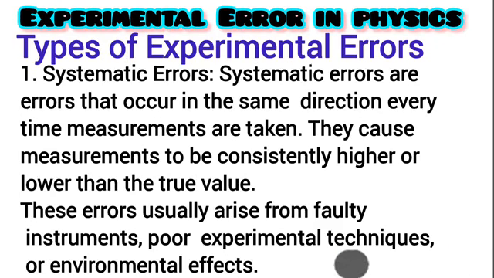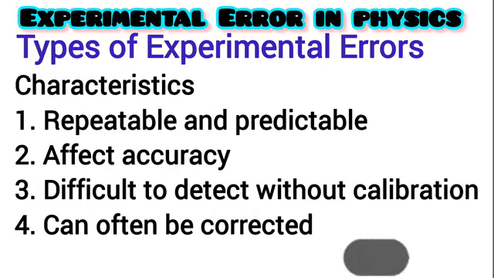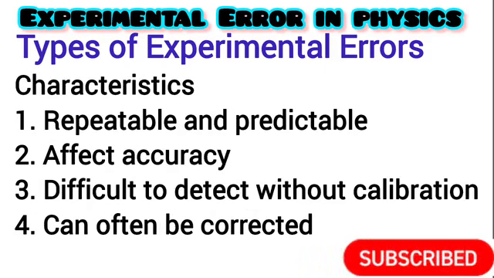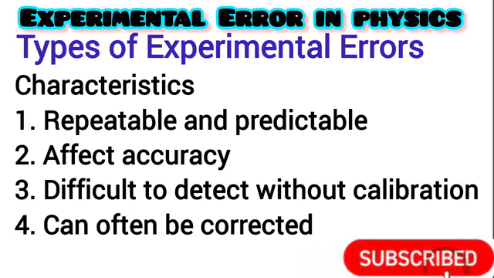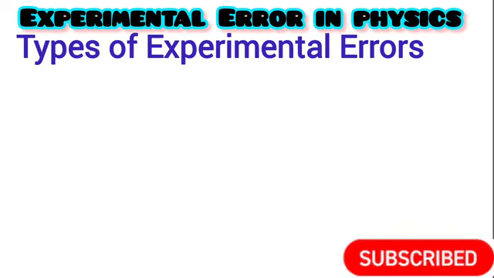They can cause measurements to be consistently higher or consistently lower than the true value. This error may be caused by poor experimental techniques, faulty instruments, or even environmental effects or factors. What are the characteristics of systematic error? They are repeatable and predictable. They affect accuracy. They are difficult to detect without calibration and can often be corrected.